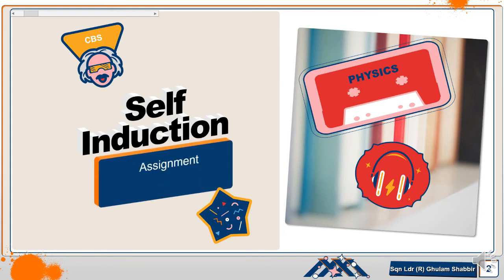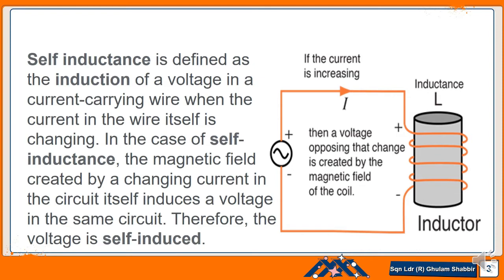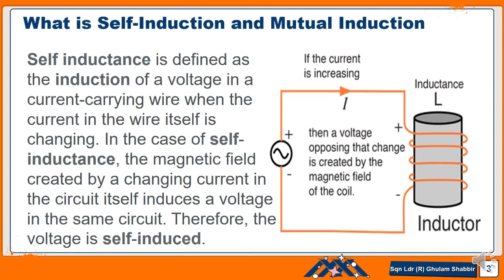This is the assignment, but before the assignment we will revise lesson number 21, and the assignment is of lesson number 22. In lesson number 21 we defined self induction, and in the previous lesson number 20, we discussed mutual induction. Self inductance or self induction is defined as the induction of a voltage in a current carrying wire when the current in the wire itself is changing.